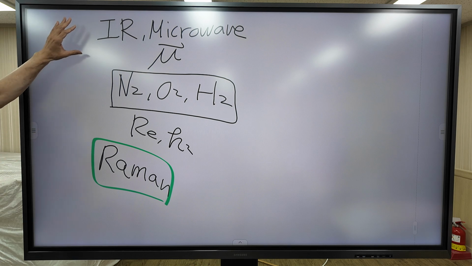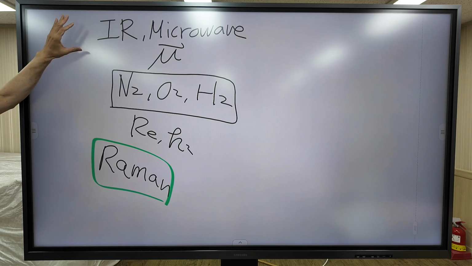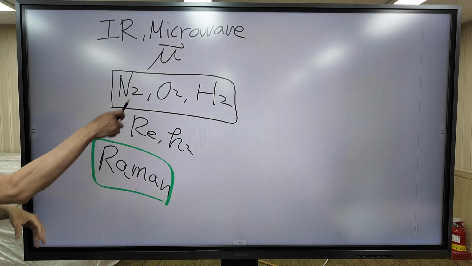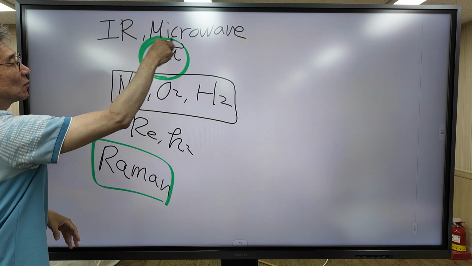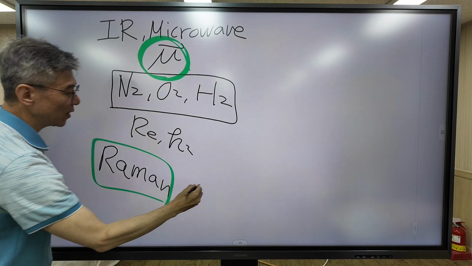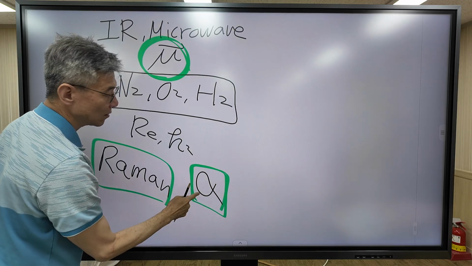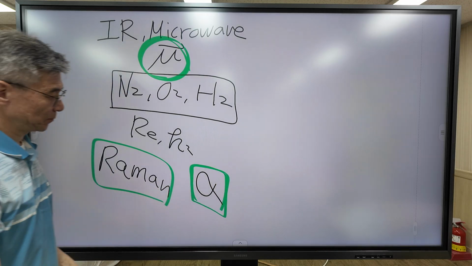As with IR and microwave spectroscopy, Raman spectroscopy has its own selection rule, which determines whether a molecule is Raman active. In IR and microwave spectroscopy, the dipole moment is the key quantity. In Raman spectroscopy, polarizability is the key quantity. This is the key concept of a molecule.